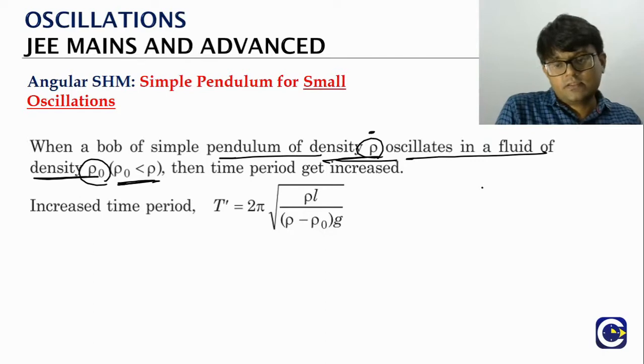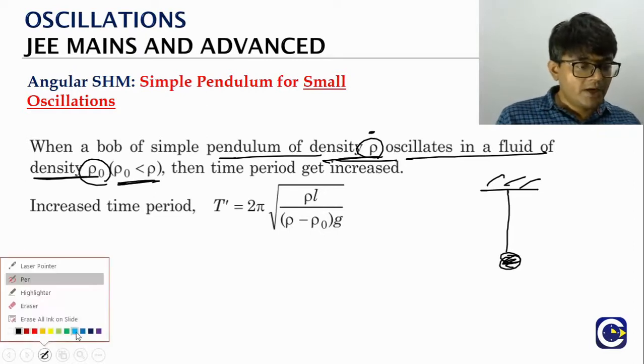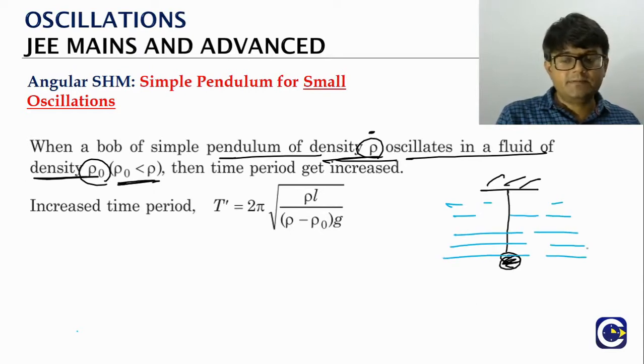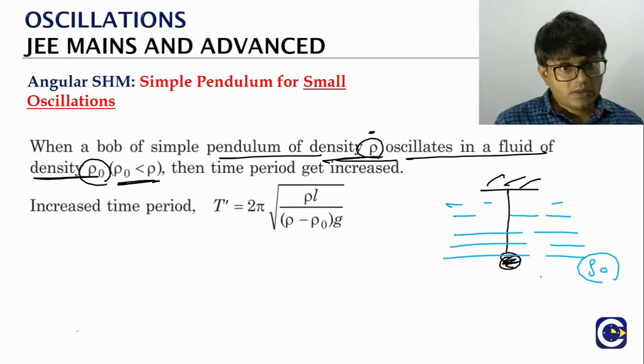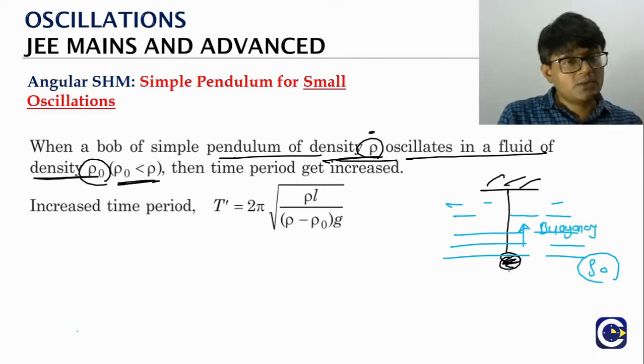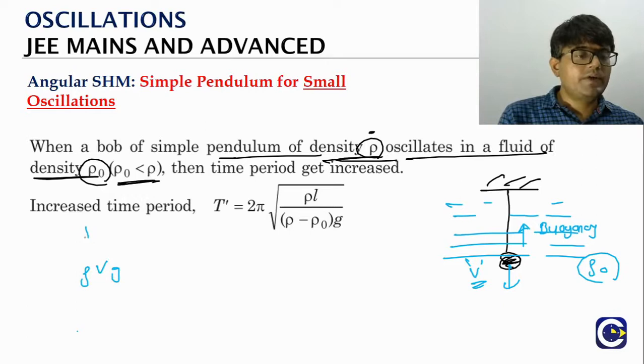then look at this. First we will talk about the setup, how it will look like. So we have the bob. The thing we are doing is immersing the pendulum bob setup into a fluid. Fluid means we can talk of it like a liquid of density rho naught. Now what happens when you immerse it? There will be a buoyancy force acting on the bob. Buoyancy is the upward thrust. If the volume of the bob is V, the true weight of the bob is density into volume into g. This is the true weight.